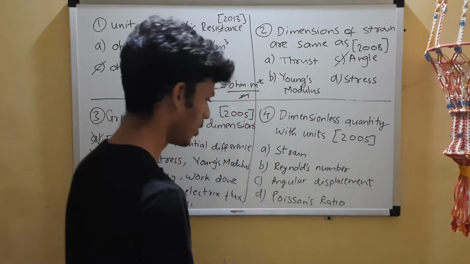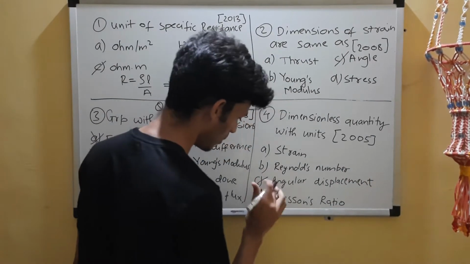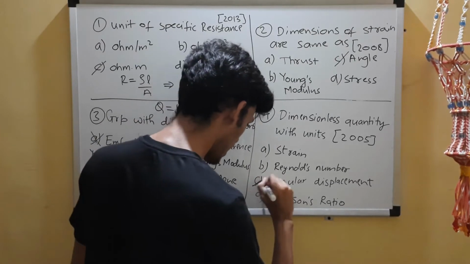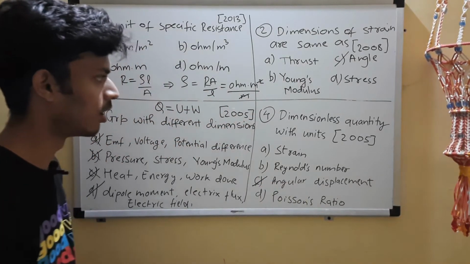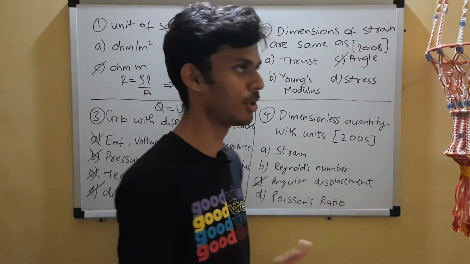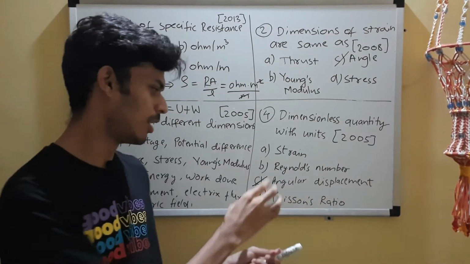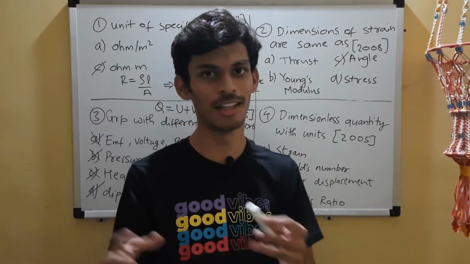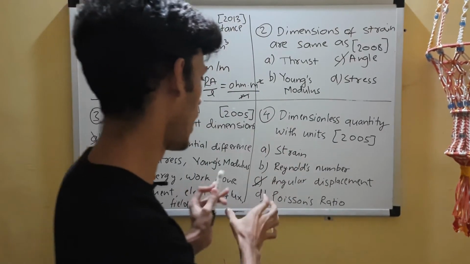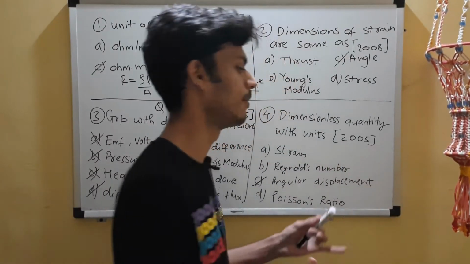So here, angular displacement is the correct choice. This has a unit of radians. Angular displacement basically means angle. They have just added the word angular displacement over there, but it basically means angle.